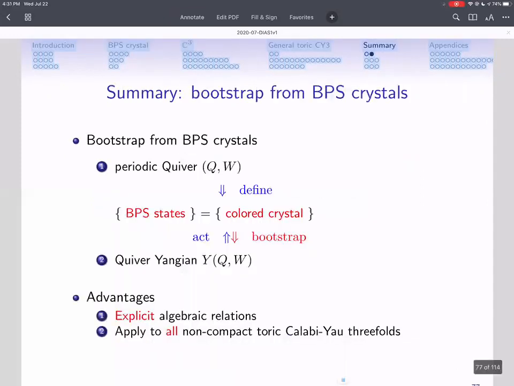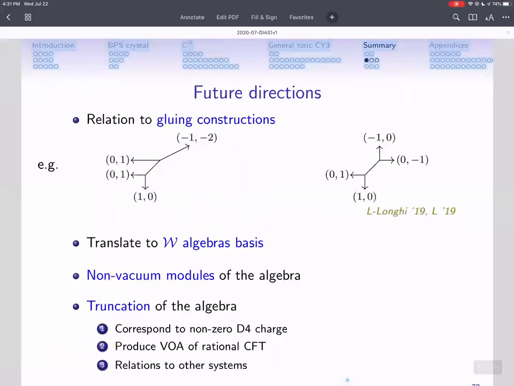Most of my talk explained how we find this prescription by bootstrapping from the representation of this algebra, which is the set of BPS states, the representation of colored crystals you can build from the periodic Quiver. As I was saying, this approach gives you explicit algebraic relations. And it's just one procedure that applies to all the non-compact toric Calabi-Yaus.